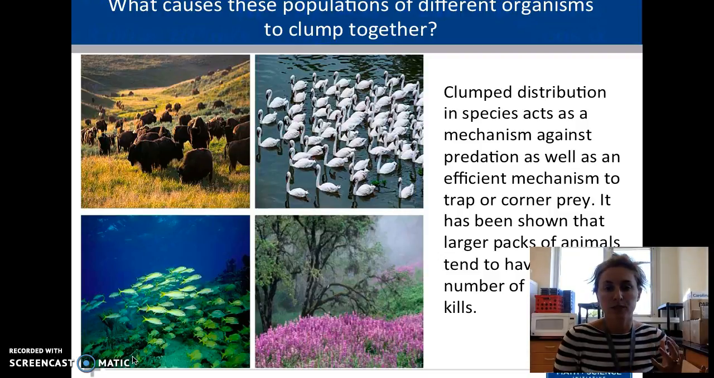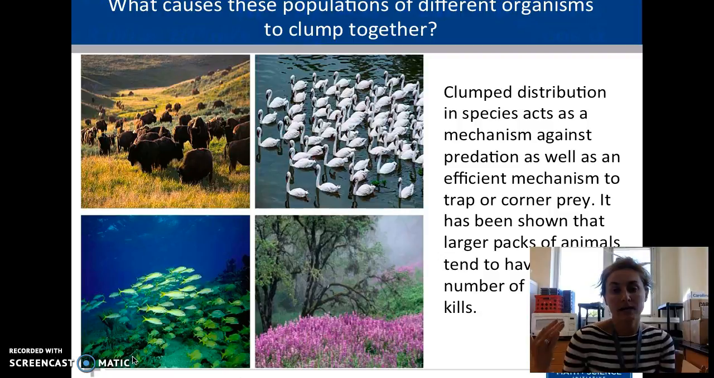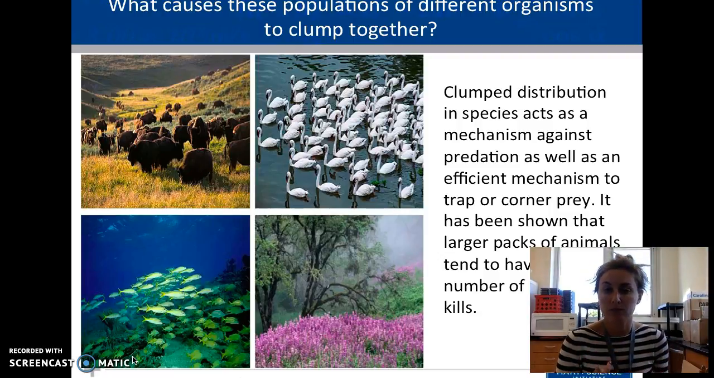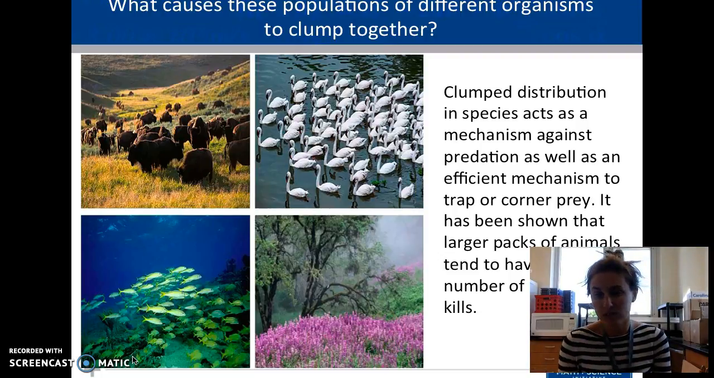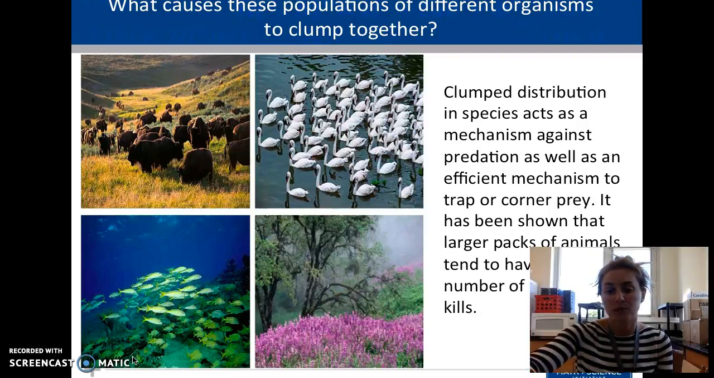Clumped distribution in a species acts as a mechanism against predation. It means that if I'm in a bigger group, I am more likely to be able to protect myself and my offspring. I won't be cornered by something that is preying upon me if I'm in a large group. The issue is that we see that young, old, and sick organisms are the most likely to be singled out from a herd. So that is one of the reasons why we see pack animals.